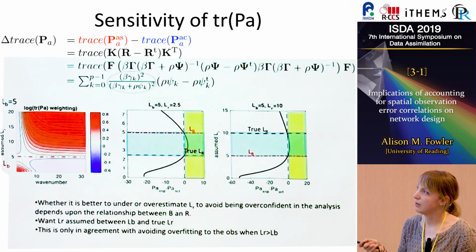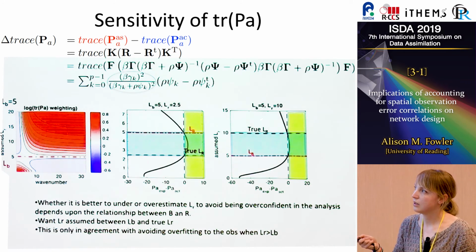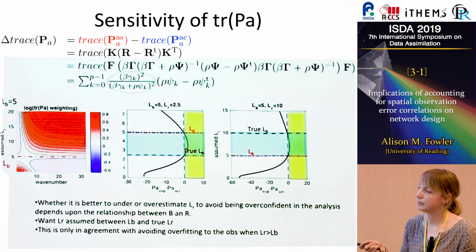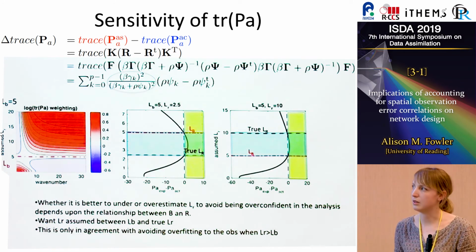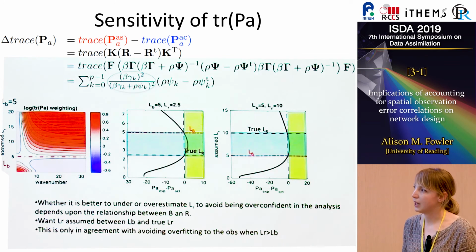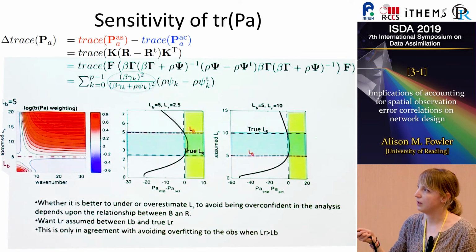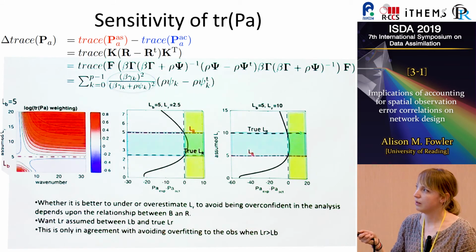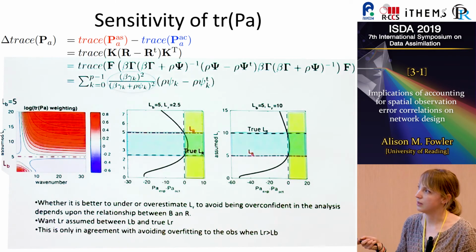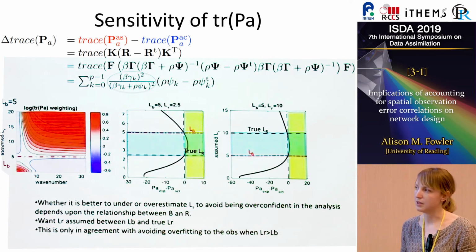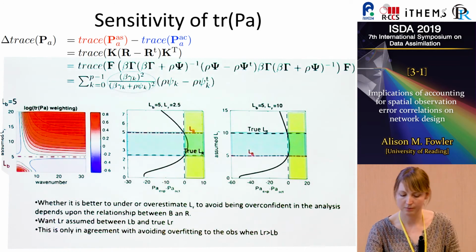But where we do have agreement is when we have much longer length scales in our R matrix than in our B matrix. So it's this situation when we'd actually be wanting to use the dense observations, and we have the agreement that we should be underestimating the length scales in R, so we are both underconfident in our analysis and not overfitting. Whereas in this case, we might choose to use less dense observations, and so the discrepancy in our R matrix becomes less important.